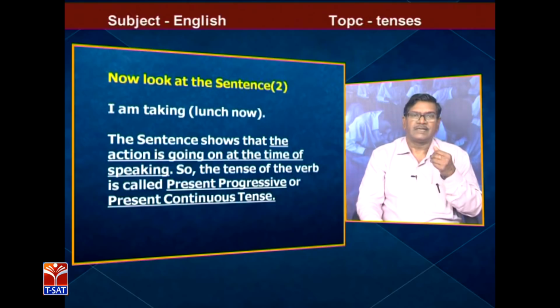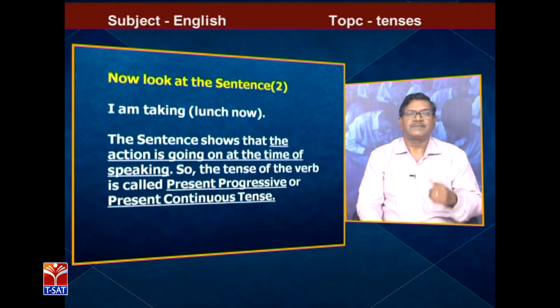Look at the third sentence, I have taken lunch just now. Here the sentence shows that the action has just been completed or perfected. That is why the tense of the verb is said to be present perfect tense.